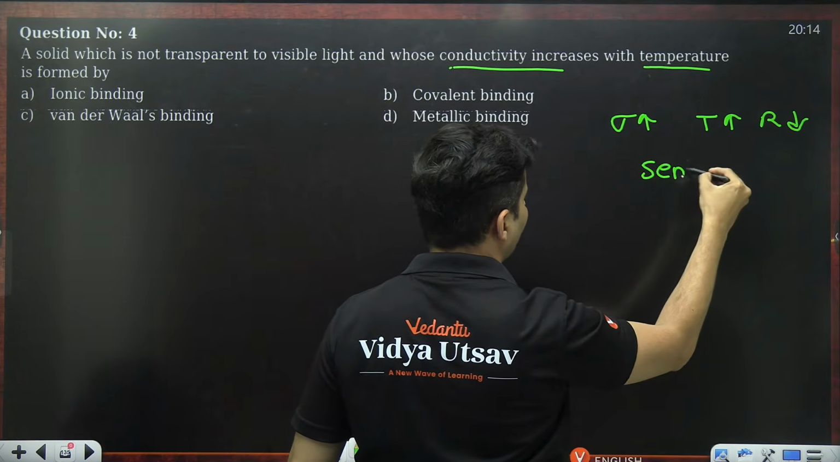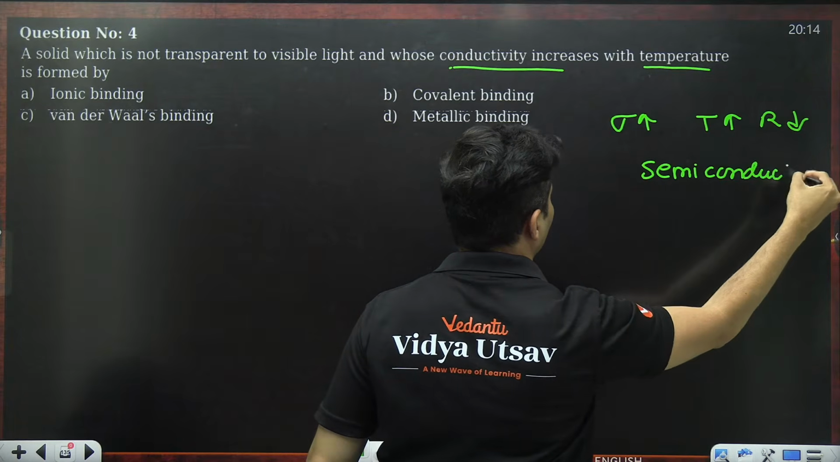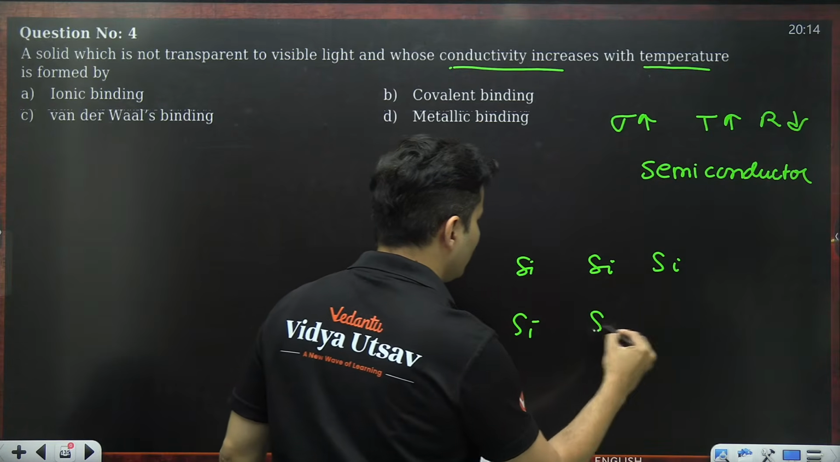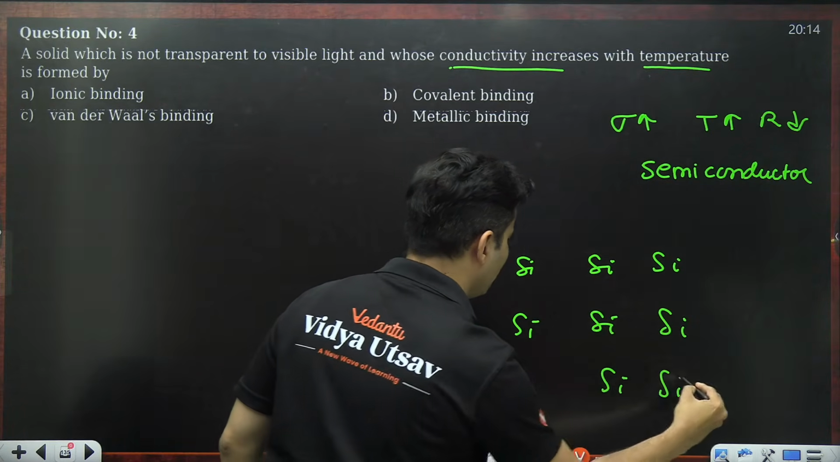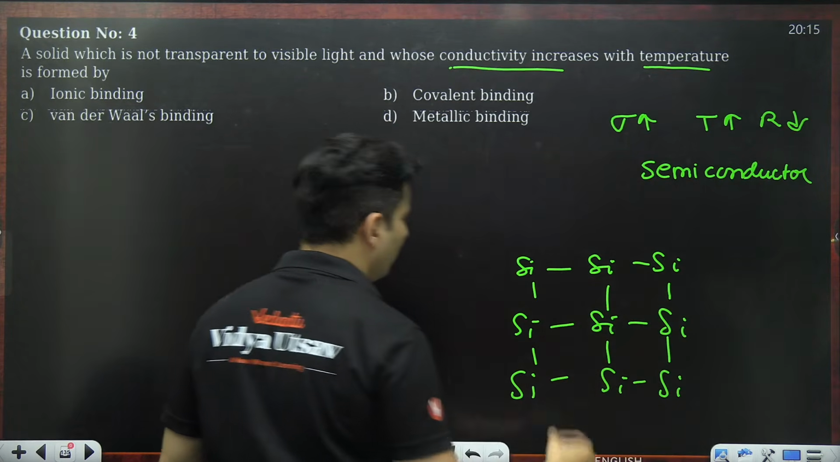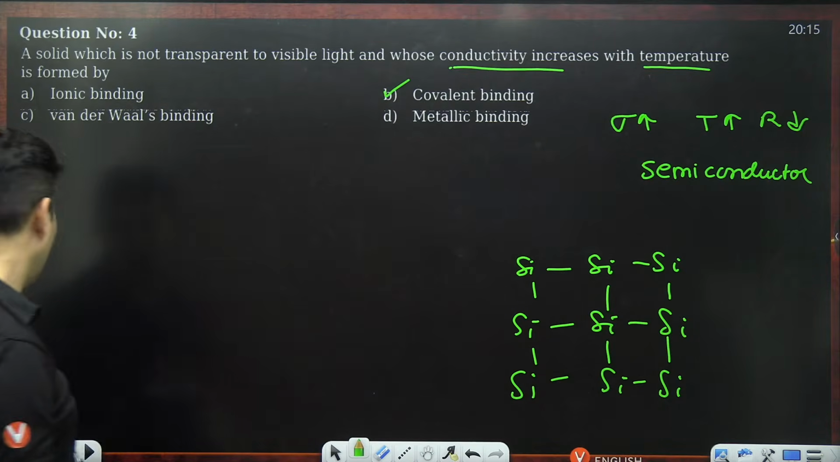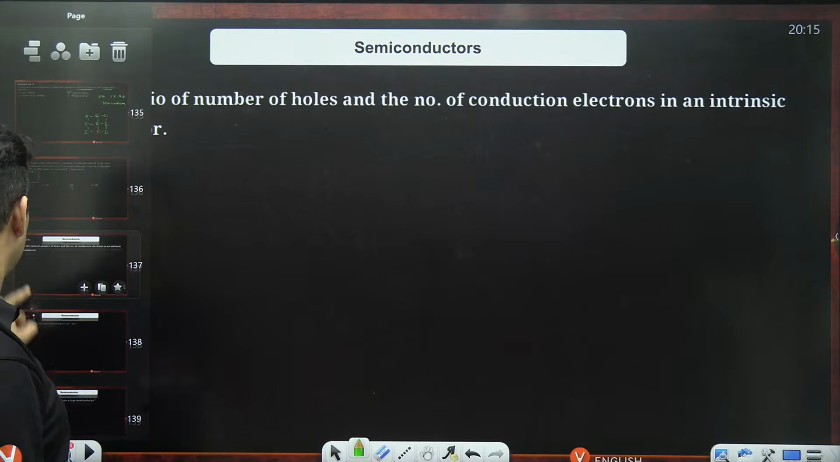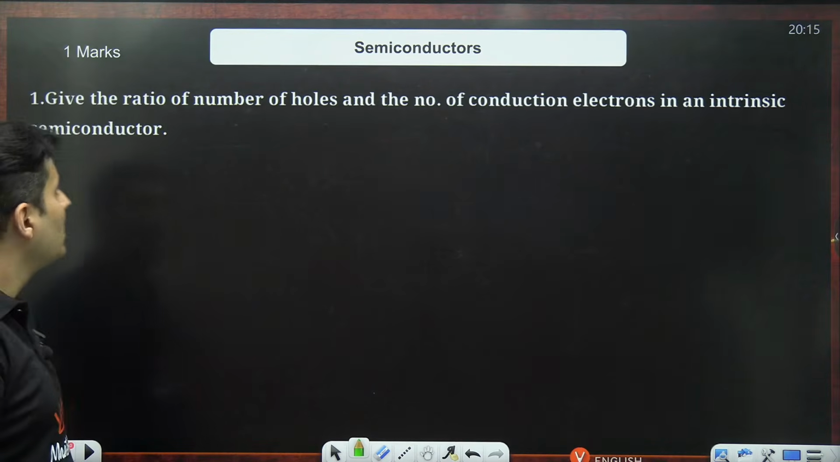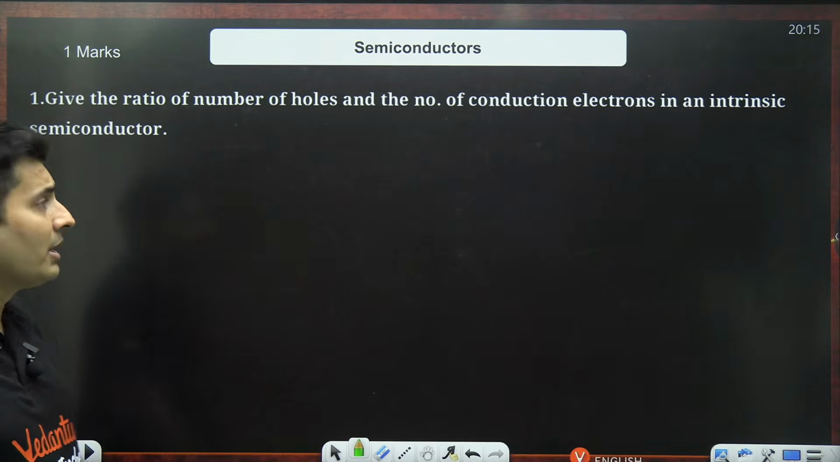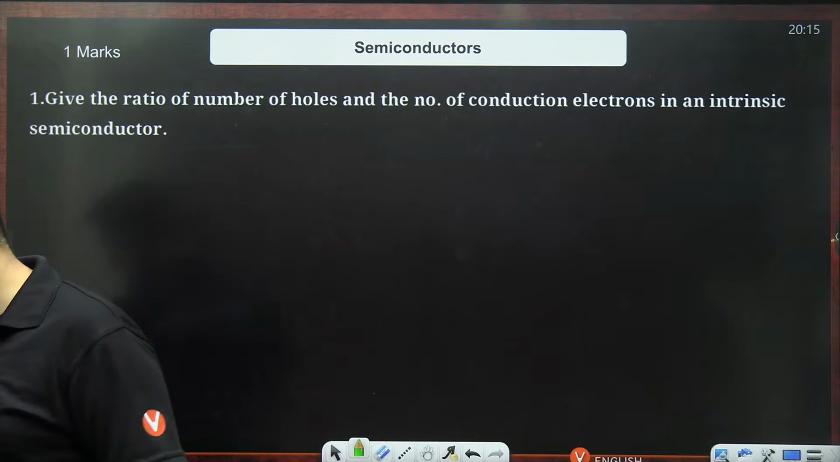That is only a semiconductor, like silicon or germanium, which form covalent bonds. So it is anyways covalent bonding. It is very simple, but they have framed the question in a very crazy way. Anyways, moving on to the next question on your screen. Here it is: give the ratio of the number of holes and the number of conducting electrons in an intrinsic semiconductor. What is the answer for this?